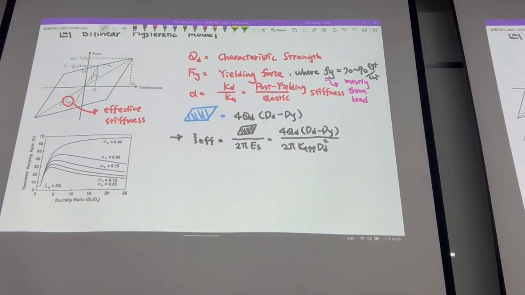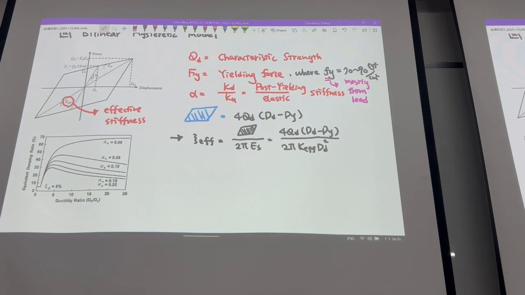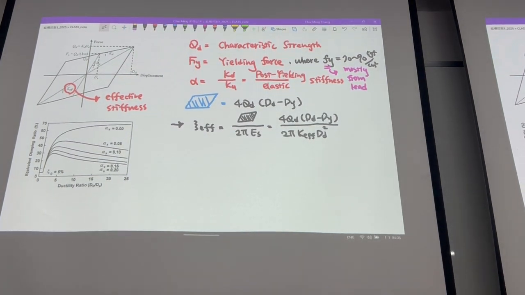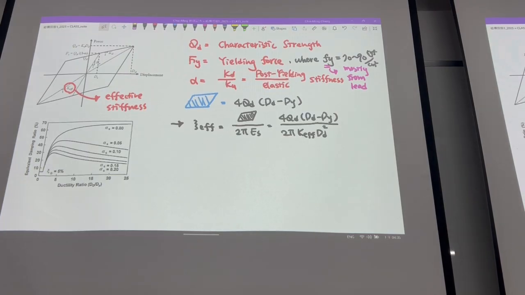Any questions? If no, then let's spend like 10 minutes looking at the high damping rubber barrel.